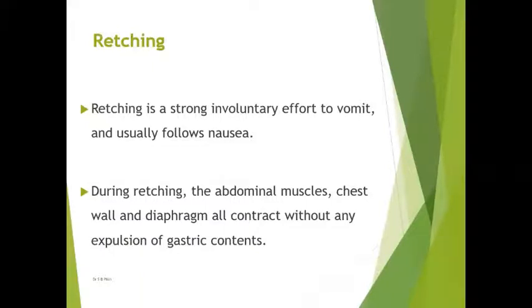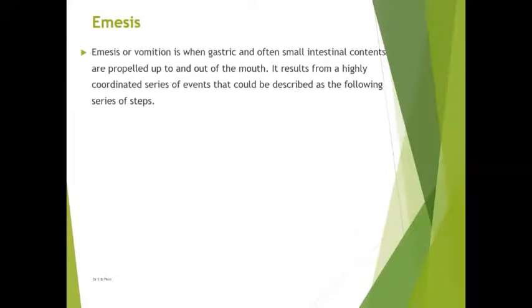Then wrenching is a strong involuntary effort to vomit. There's that effort that comes from contraction of abdominal muscles, you have reverse peristalsis, trying to push whatever is in the stomach back into the esophagus. During wrenching, the abdominal muscles, the chest wall and the diaphragm all contract without any expulsion of gastric content. So you have contraction of these muscles, but you are not yet vomiting. That part is called wrenching. Then the final part is called emesis.